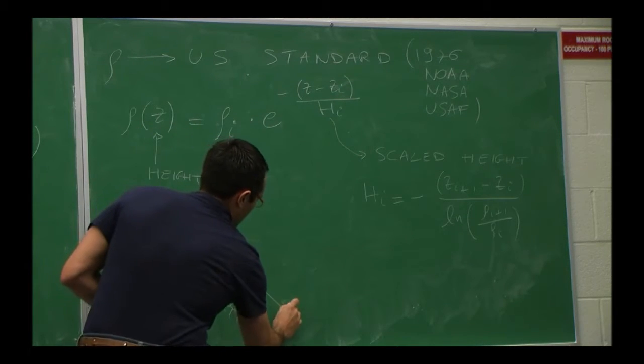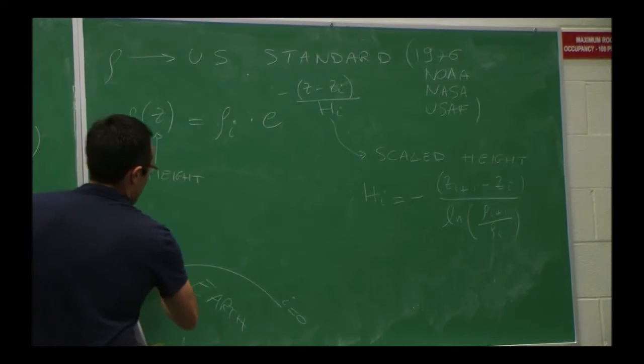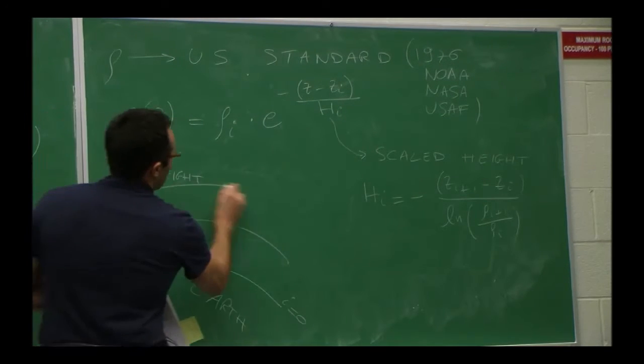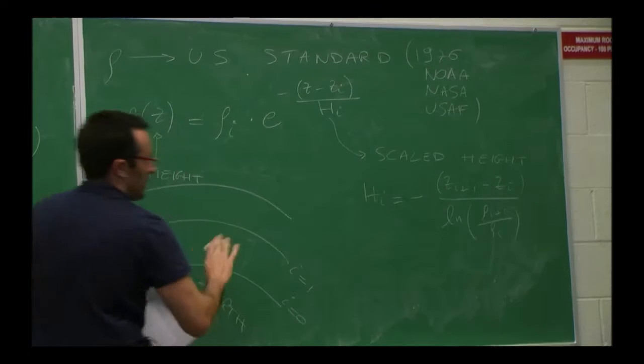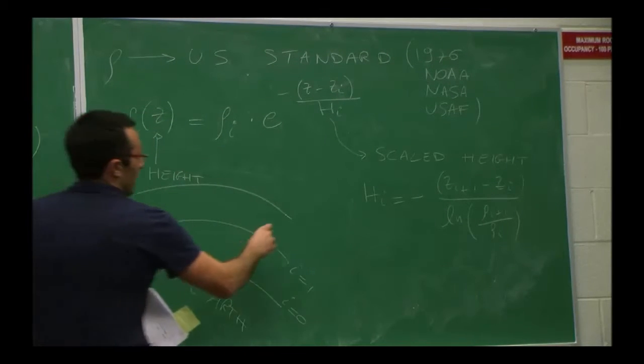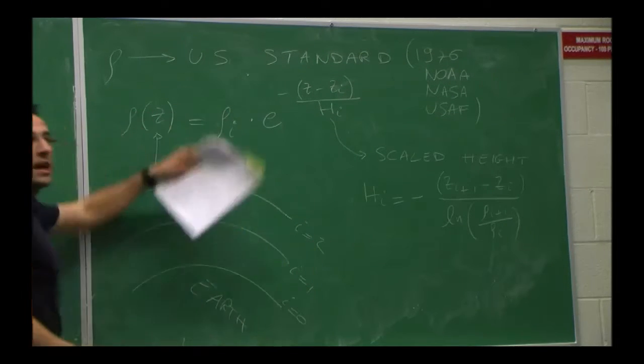And this would be, I guess, your I equals 0. And then there are predetermined heights. So it would be I equals 1. Don't ask me the values, I don't remember. I equals 2, etc., up to 1,000 kilometers.